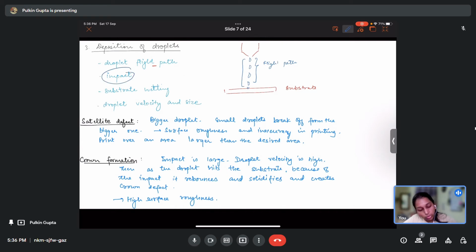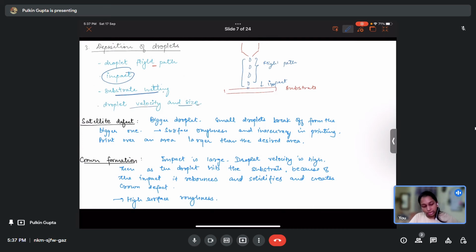The impact with which it drops on the surface. Okay, impact with which the droplet impacts the substrate. Wetting: how much it can form bonds, how good bonds it can form with the substrate. Like you see mercury, it doesn't bond well. You can see it just forms spherical balls. So it doesn't wet the substrate. And on the other hand, you have water which easily spreads out and wets the substrate. So what are the wetting characteristics of the droplets with the substrate? They influence the deposition and the droplet velocity and size.